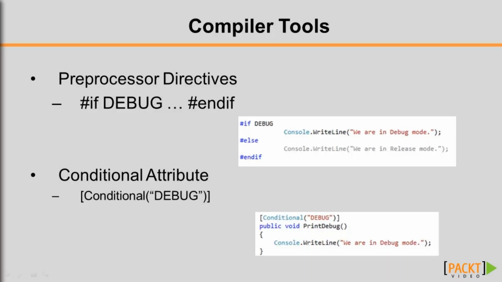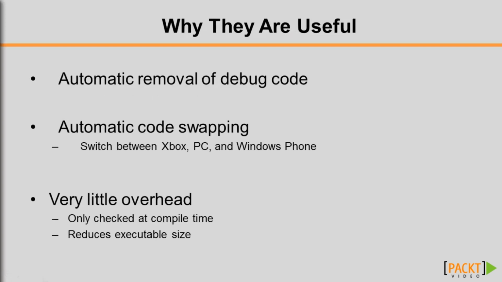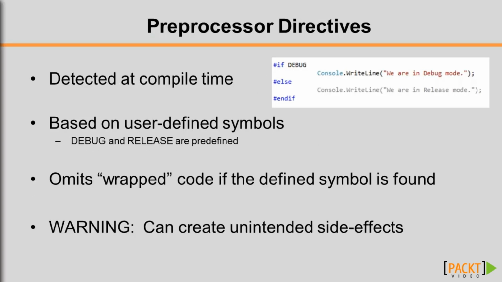Lastly, we'll be taking a look at two very useful compiler tools, the preprocessor directives poundif and the conditional attribute. These tools will allow us to write code that automatically changes based on which deployment profile we have selected. We can easily remove wasteful debugging tools and code, or even swap platform-specific code at compile time. They also have the added benefit of being checked at compile time only and reducing our overall executable sizes. This results in a smaller and faster build.